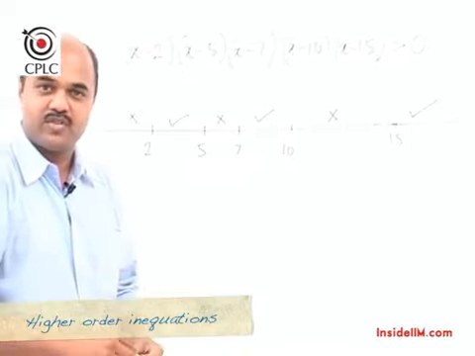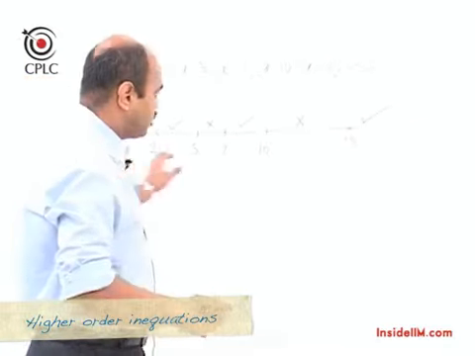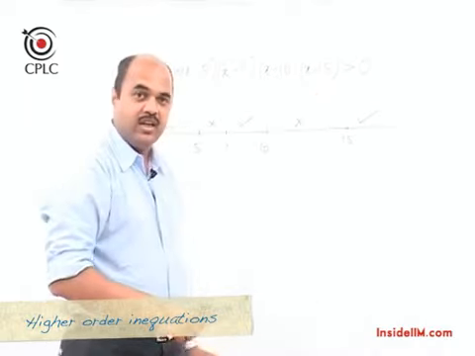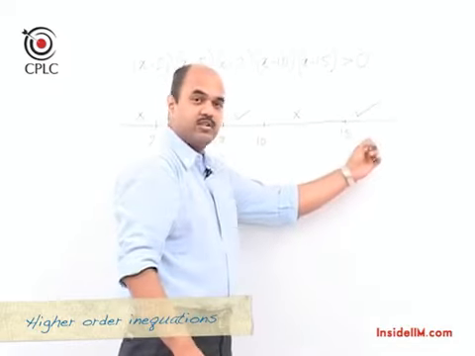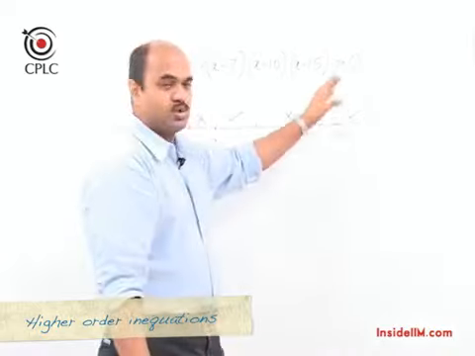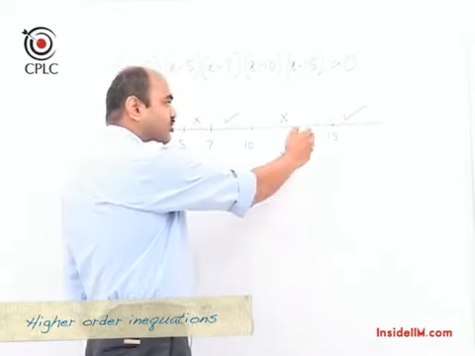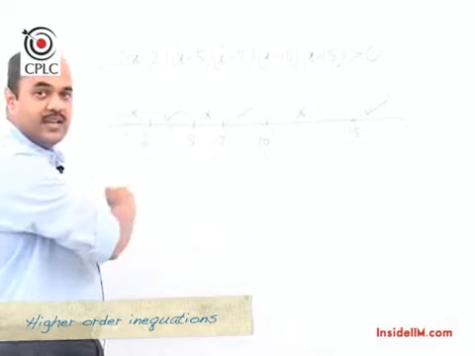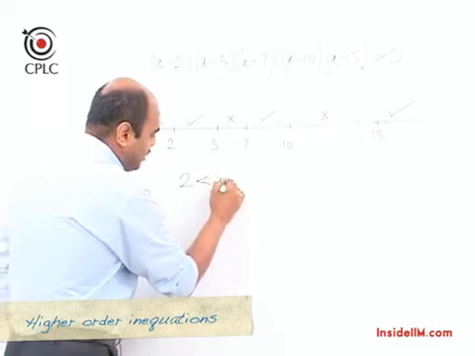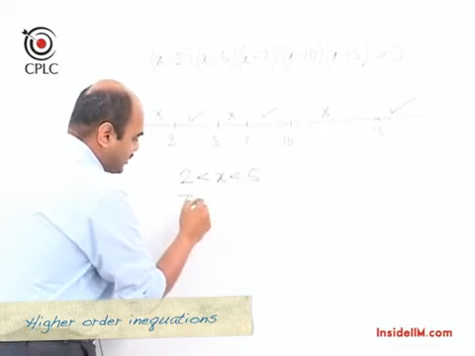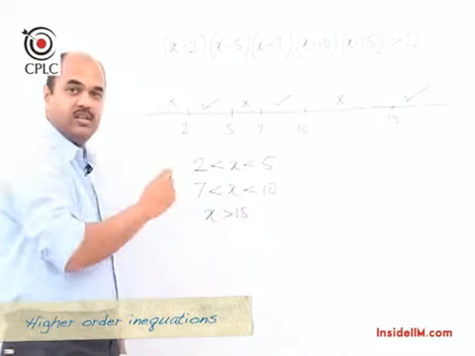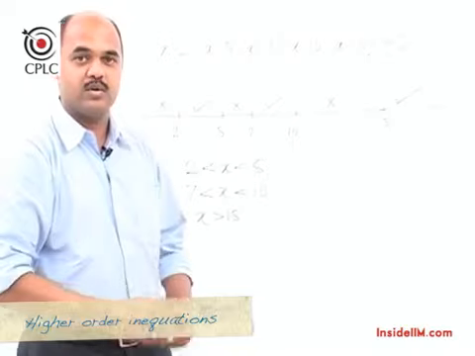So the fastest way of solving such questions is draw the number line, plot these points 2, 5, 7, 10 and 15. Take any one range. We started off with more than 15. If x is more than 15, this would be satisfied. So we put a tick mark, and then we moved on and alternately put down ticks and crosses. So here my solution would be x lying between 2 and 5, x lying between 7 and 10, and x being greater than 15. This would be the solution for this particular question.